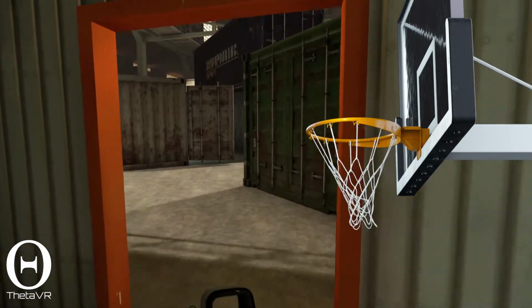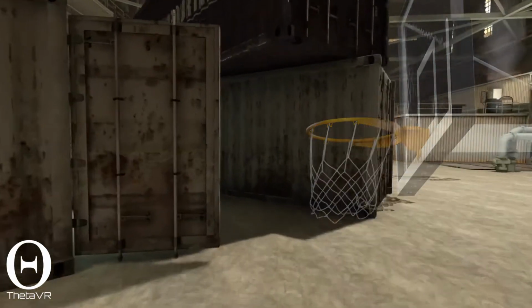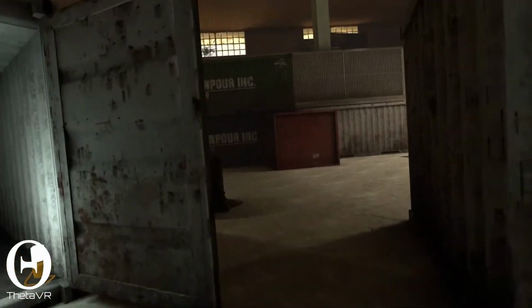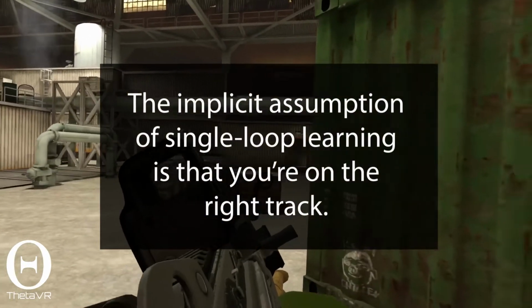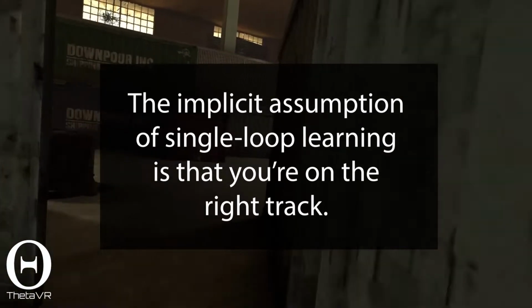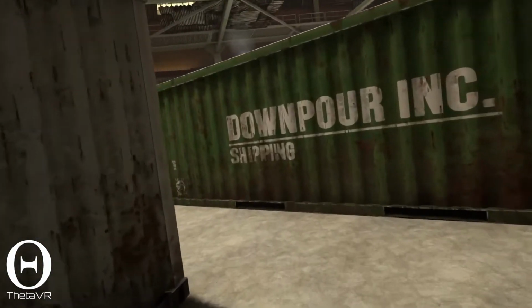A single loop learning approach would mean following that instruction to the letter and taking these shots without deviating at all. You're just shooting the basketball over and over again, trying to optimize for this one activity, regardless of what it might mean for you in the long run. The implicit assumption built into this activity is that the coach knows what's best and he has your best interests at heart, so you feel no need to wonder if that's the right approach.